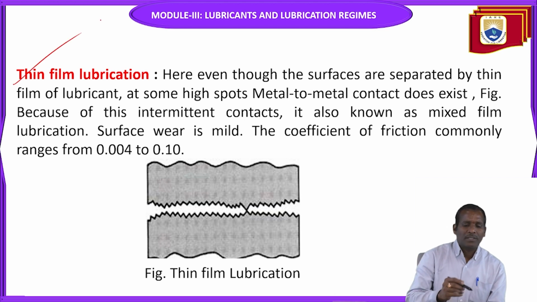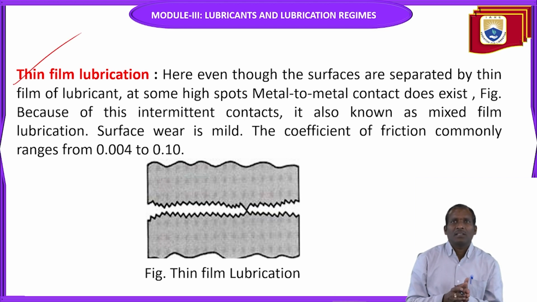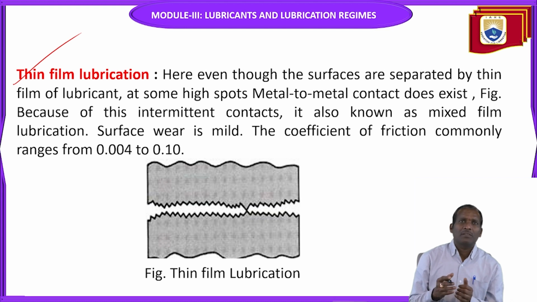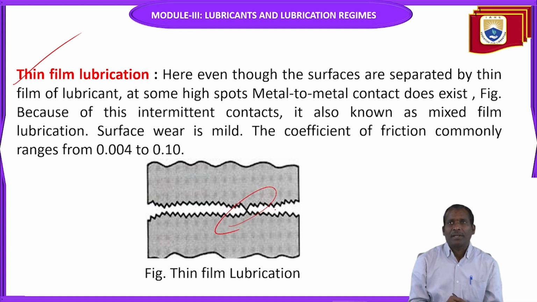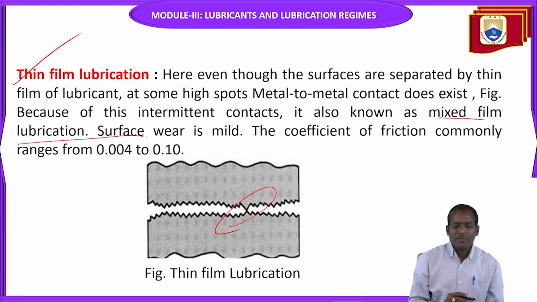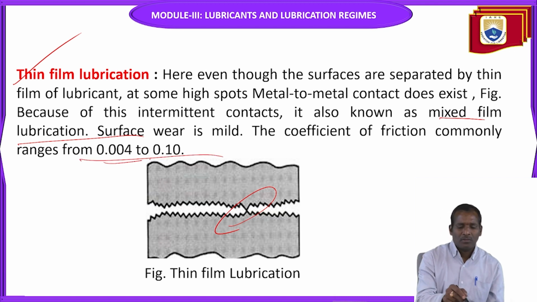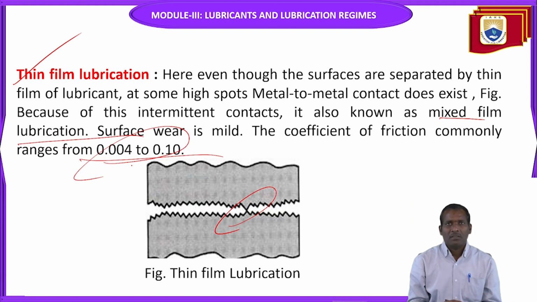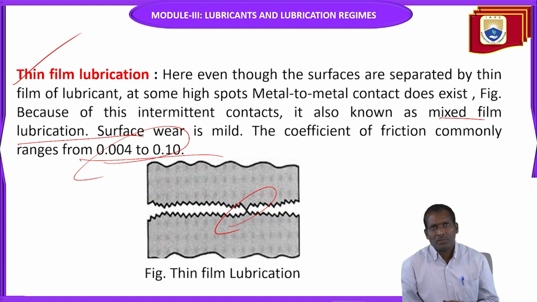Next one is thin film lubrication. Here, even though the surfaces are separated by a thin film of lubricant, at some high spots metal to metal contact does exist, as shown in this figure. Because of these intermittent contacts, it's also known as mixed film lubrication. The surface wear is very mild. The coefficient of friction commonly ranges from 0.04 to 0.10 in this type of lubrication system.